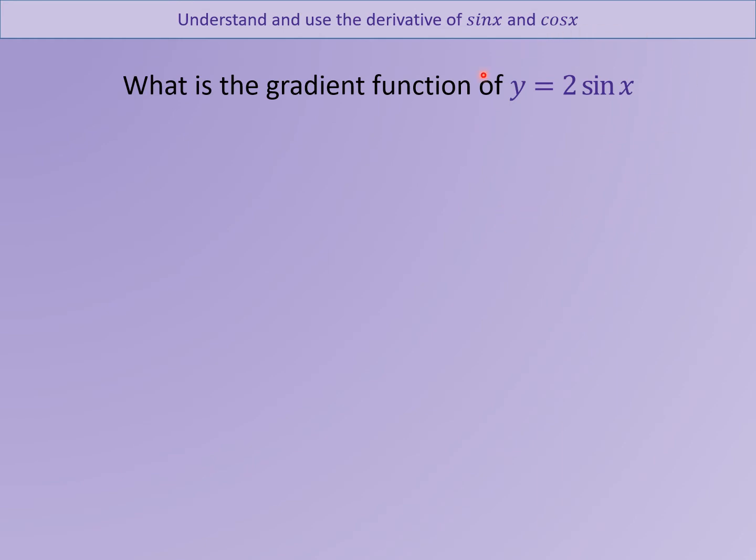Okay, what about the gradient function of 2 sine x? What difference would it make having a 2 in front? Well, very similar to when you've differentiated functions to do with x or x squared or x cubed. If you're thinking about something like 2x cubed, you notice that the 2 stays at the front. It doesn't affect the gradient part. So you differentiate sine x, which we know goes to cos x, and the 2 remains there, doesn't affect it.